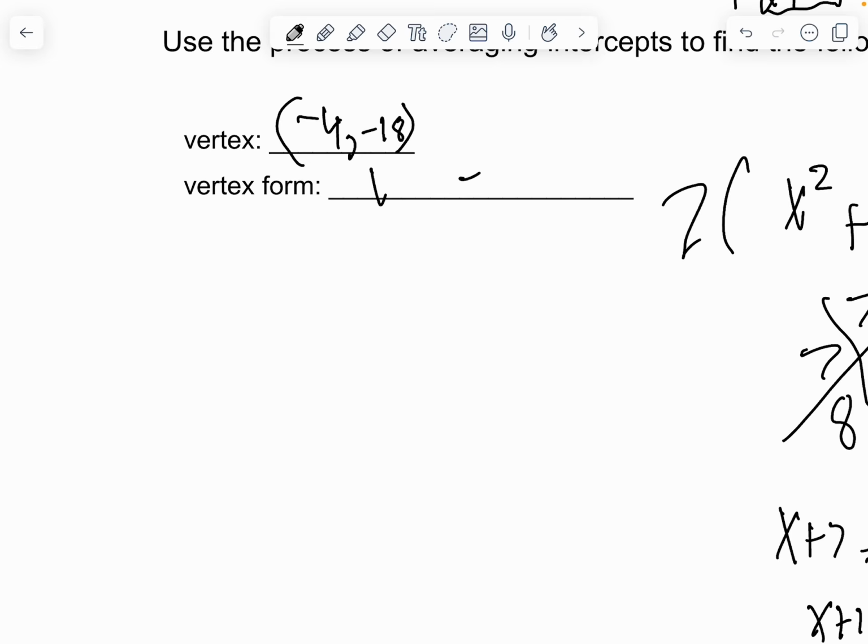Alright, and then the vertex form is going to be y equals x plus 4 squared minus 18.